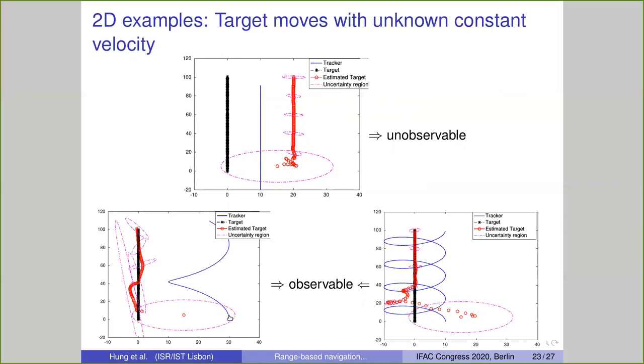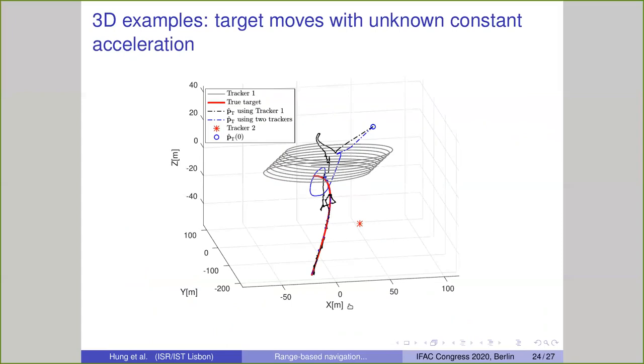If the tracker maneuvers in the cycloid trajectory that we characterized before, we see that with the same initialization as in this simulation, in both cases, the EKF converges to the true trajectory of the target. You can see here. So this means that if the tracker maneuvers with the cycloid trajectory, then the target trajectory is observable. Here is another example in 3D. When the tracker maneuvers in a helix type trajectory to localize a moving target with a non-constant velocity vector, we see here the EKF converges to the trajectory of the target.